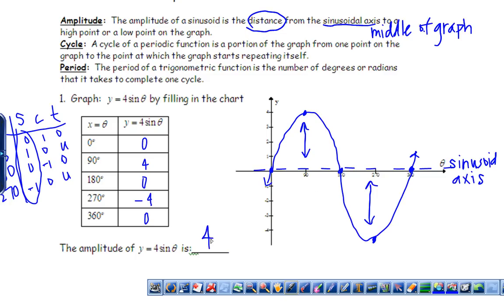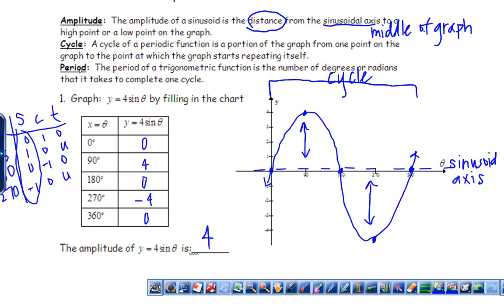Okay? Now it says cycle. A cycle of the periodic function, or your sinusoidal function, is a portion of the graph from one point to where the graph starts repeating itself. So I've gone middle, up, middle, down, middle. If I kept going, this is going to go back up to the top. So I'm going to start repeating myself if I were to keep going. So this cycle, I'm going to say, is from here to here. This is a cycle. Okay? I've graphed one cycle.